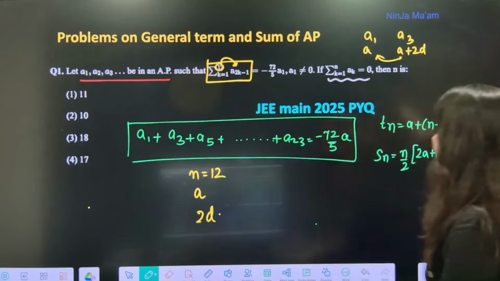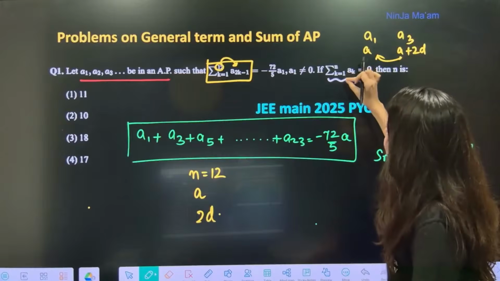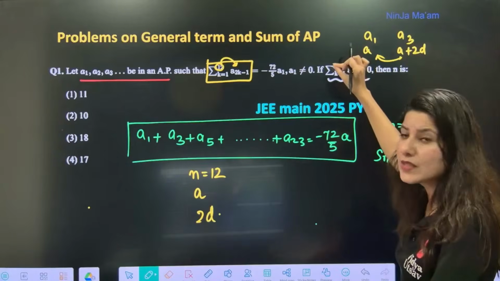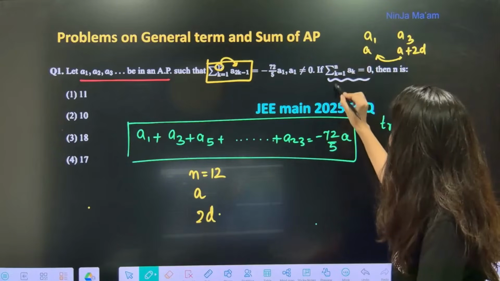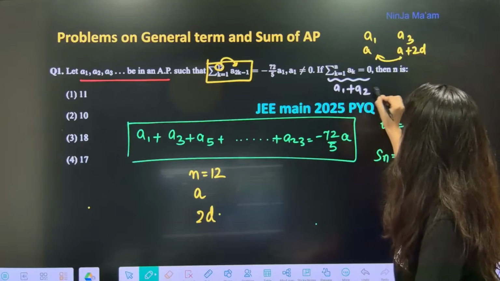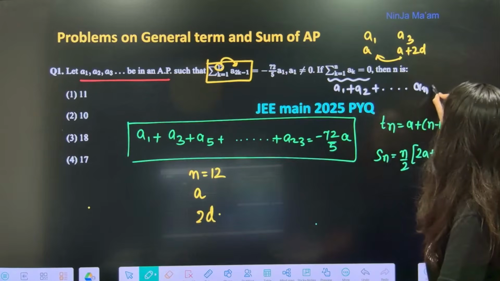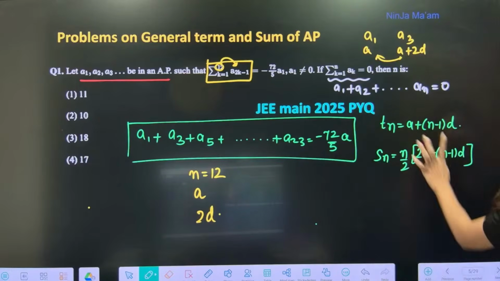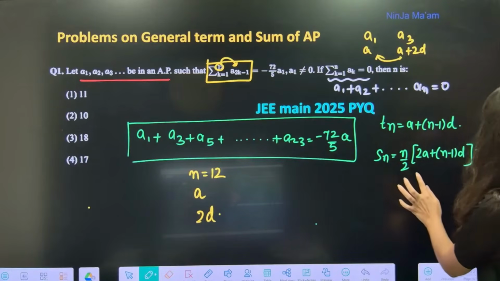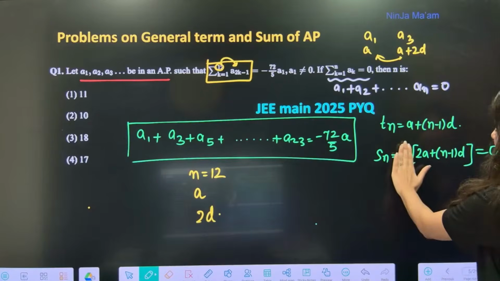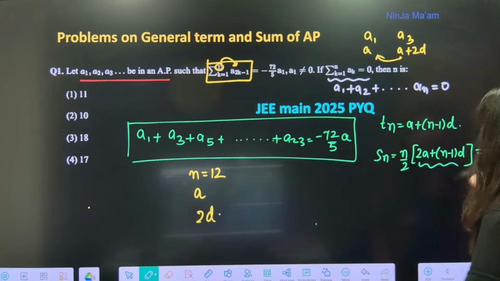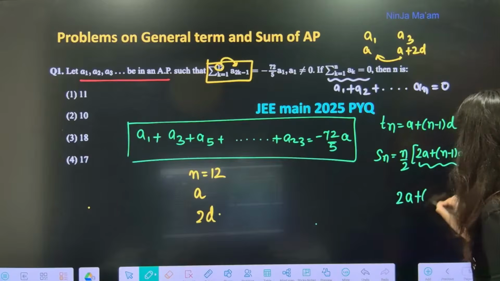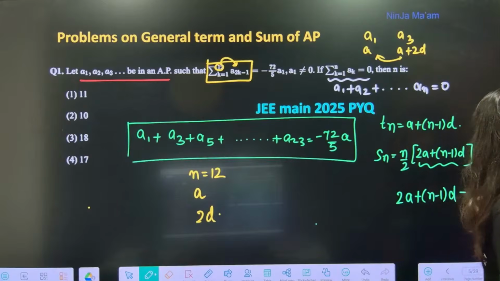Now, what is this? Again, one more sigma, which starts from k equals 1 and goes up to n. Can anybody tell me? This is nothing but the sum of the first n terms, which is given as 0. So this is the formula, and this is 0 over here. N by 2 is anyway not 0, so what does that mean? 2a plus n minus 1 d should be 0.